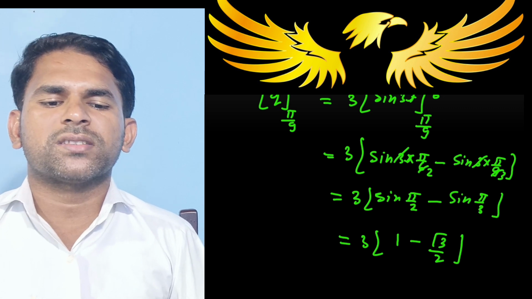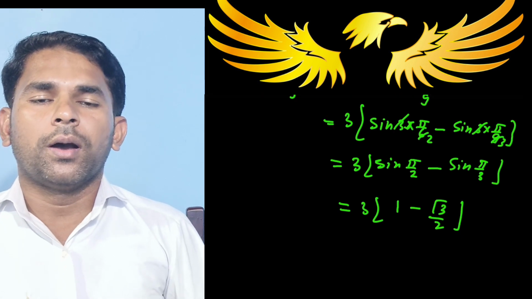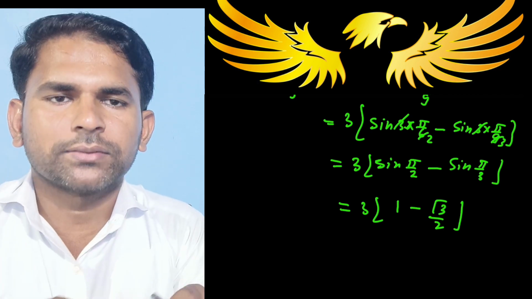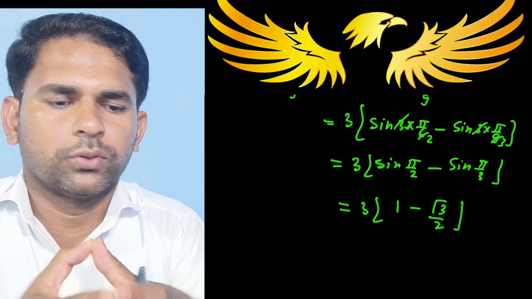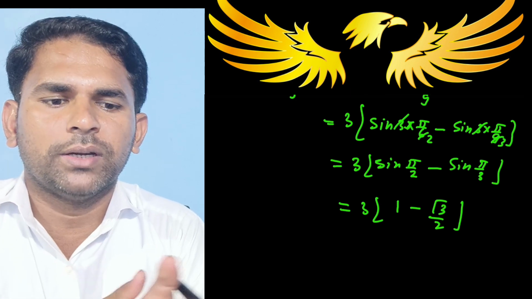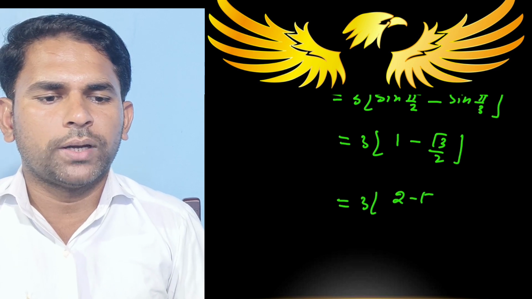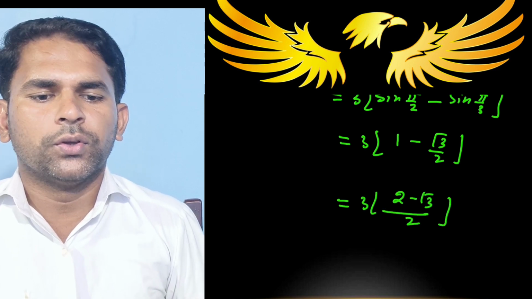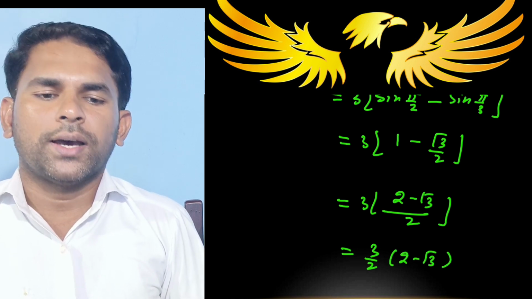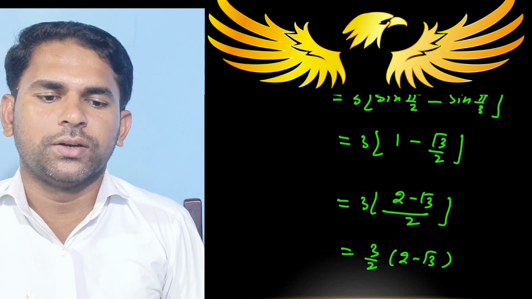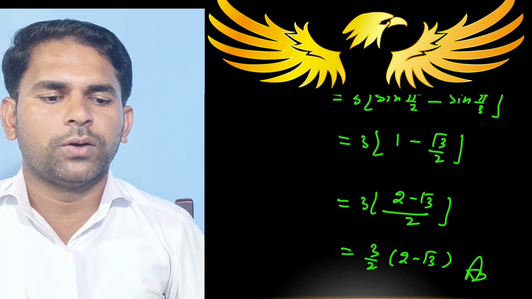Now you can multiply the 3 inside also, but there is no need; you can also leave it. According to the given options you can solve these problems, no issues. You can arrange the answer like this also: 3 into (1 minus root 3 by 2), so we can also write 3 by 2 into (2 minus root 3). You can arrange the answer according to the given condition. So this is the area under the I-T curve, the final answer of the given problem.